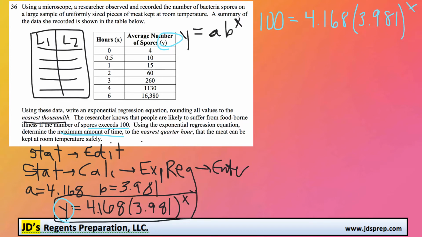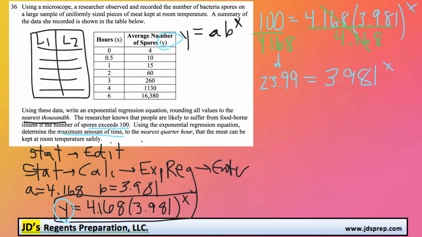So you can see on the right-hand side, I've gone ahead and done that. Now, because we're solving for an exponent here, we're going to be using some logarithms to help us out. But before that, we can simplify this equation a little bit by dividing both sides by 4.168. And that'll just make things a little bit easier for us to work with. So it's going to make those cancel out. And on the left-hand side, if we divide those, that would become 23.99 if we're rounding. And on the right-hand side, we're left with 3.981 to the power of x.